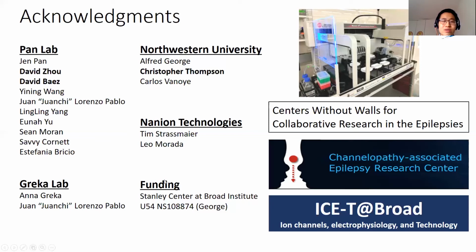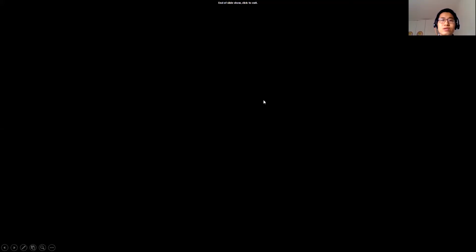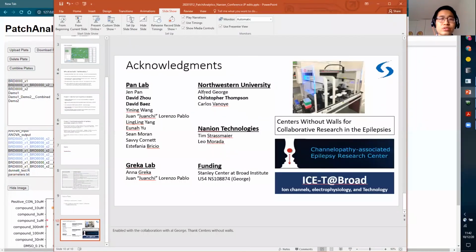And the last thing I want to mention is our funding resource. Some of the funding comes from Stanley Center, the internal funding. Some of that comes from the U54. The principal investigator for the U54 is L. George at Northwestern. And yeah, that's all of my presentation. And I'm ready for any questions.